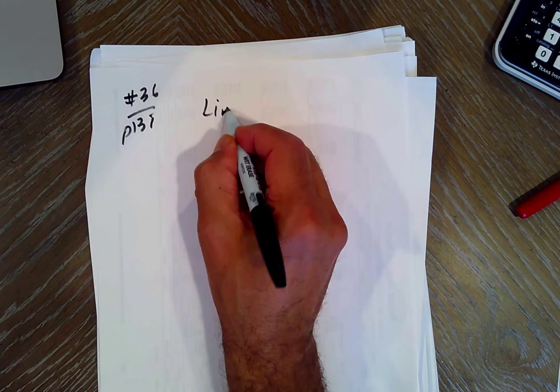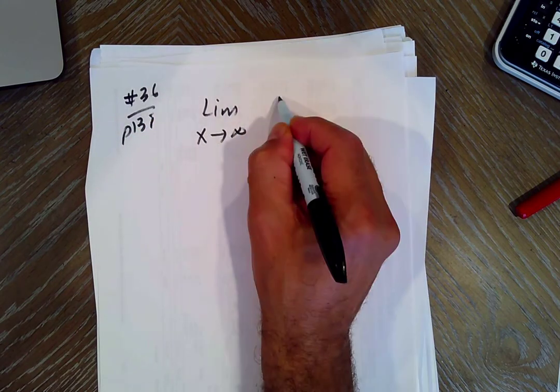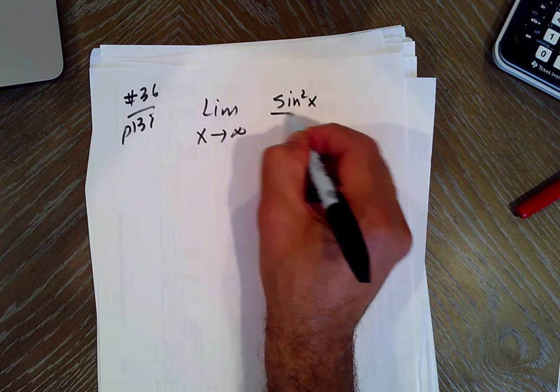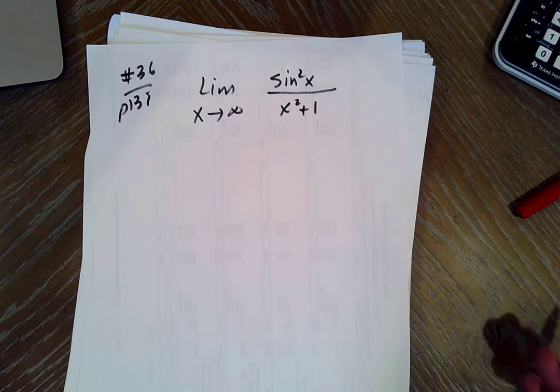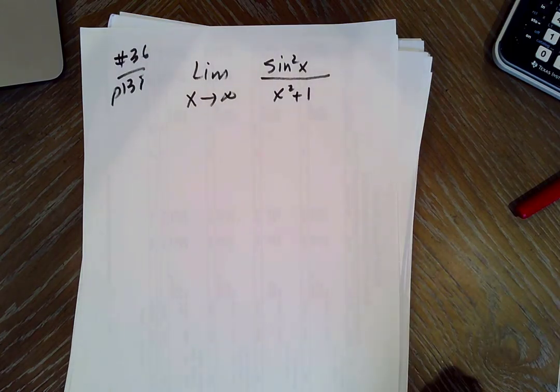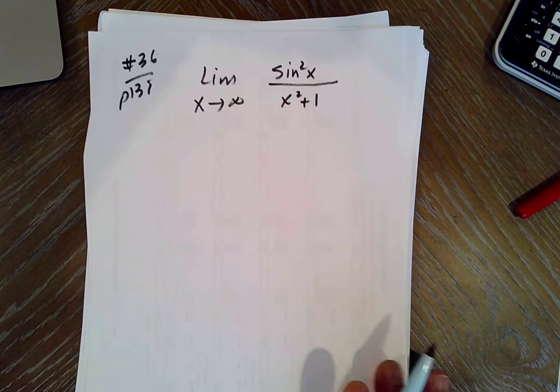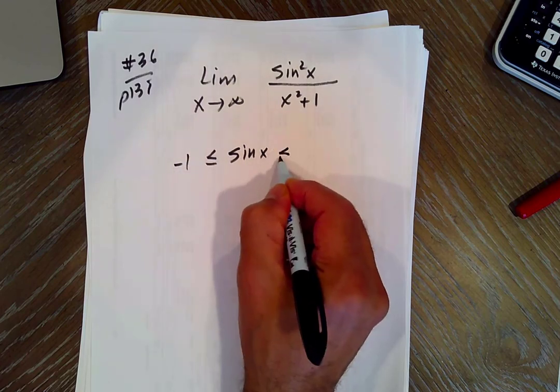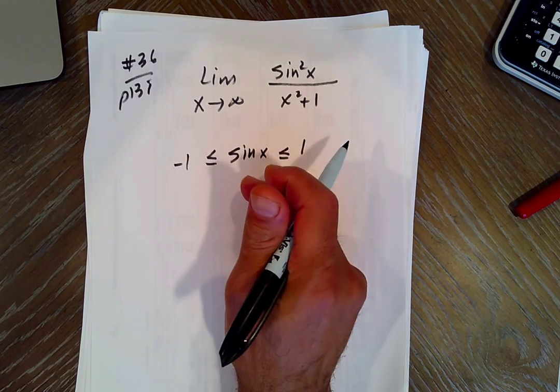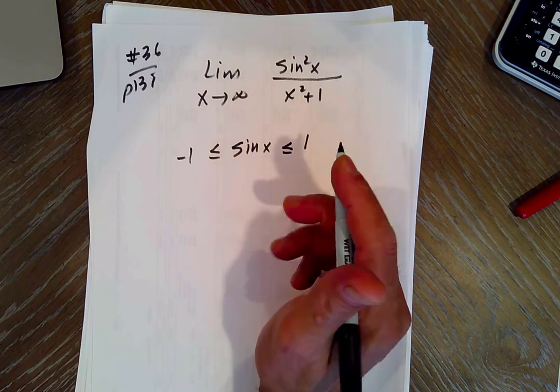You have the limit as x goes to infinity of sine squared x over x squared plus 1. The problem with sine x, when x goes to infinity, is that sine alternates between negative 1 and 1. We cannot just say it's a specific value. So for that matter, we know that sine x is between negative 1 and 1, and we need to use the sandwich theorem that we did previously.